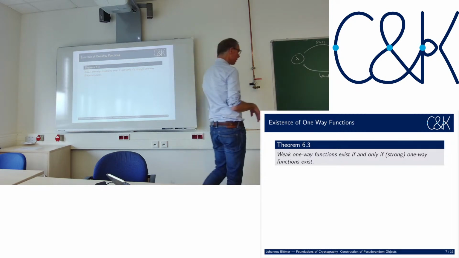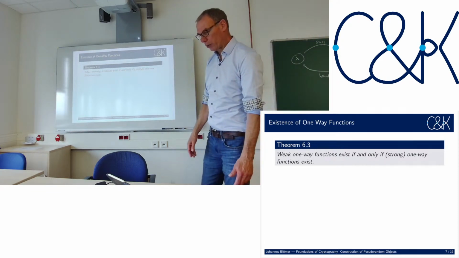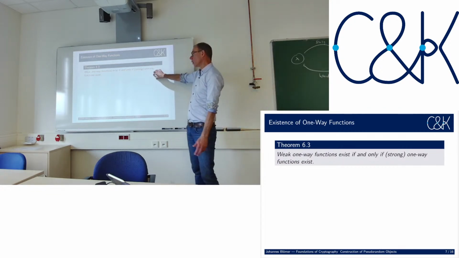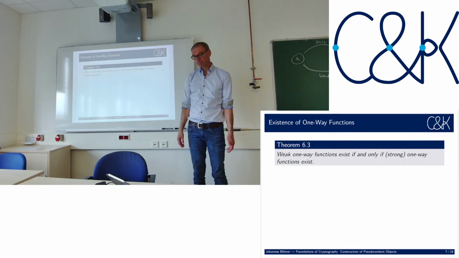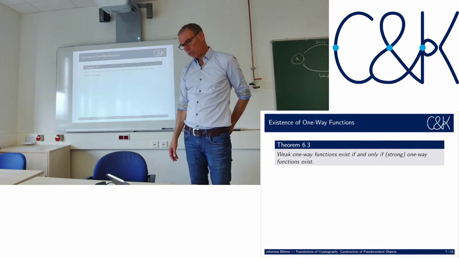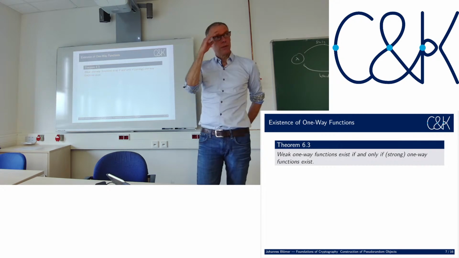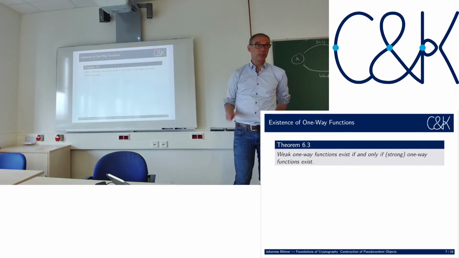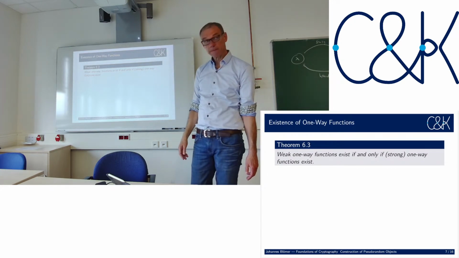And the way you do that, I'll explain in a second, because it requires a little bit of convention. But once we have weak one-way functions, we also have strong one-way functions. So our assumption usually is the existence of weak one-way functions. Then from those we construct strong one-way functions, and those are required for our constructions of hardcore predicates, pseudo-random generators, pseudo-random functions.